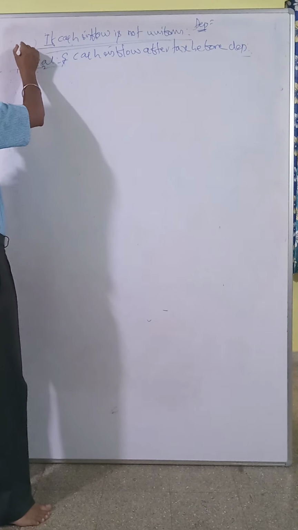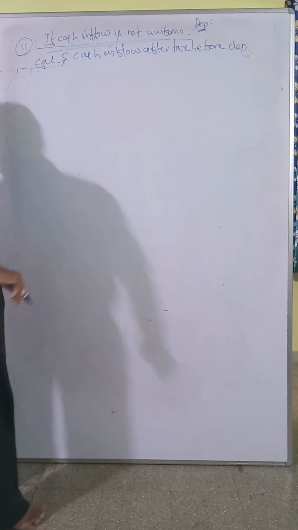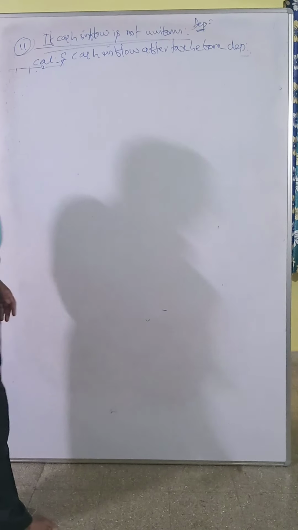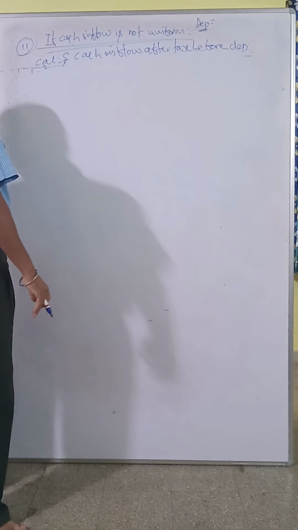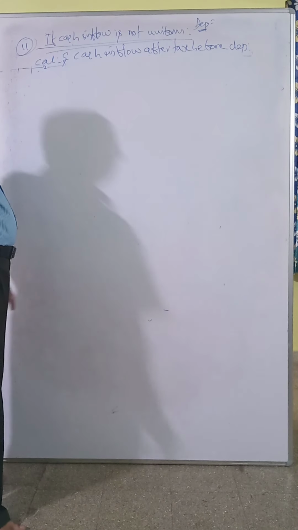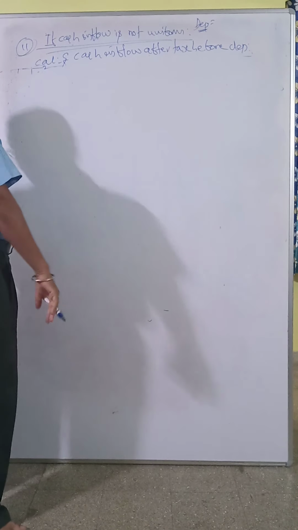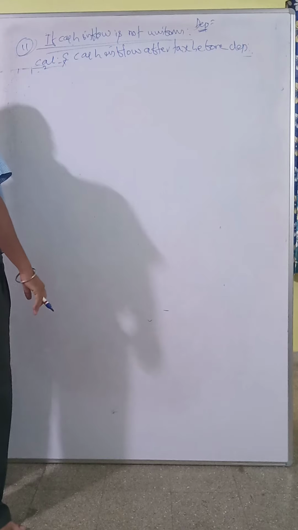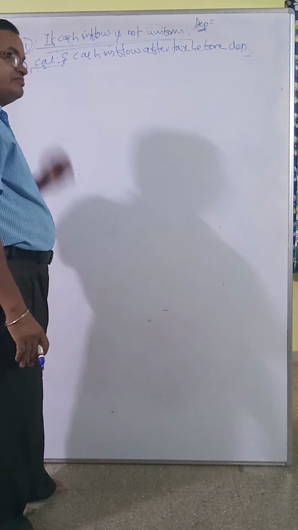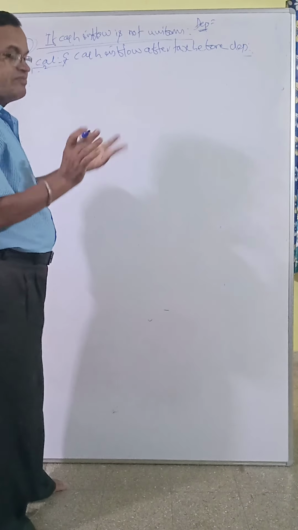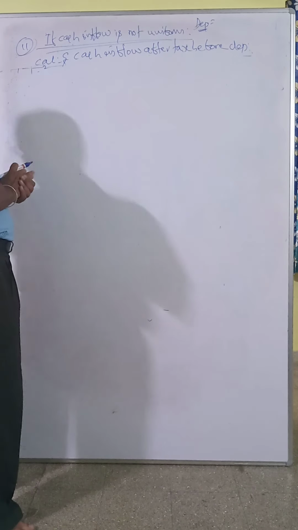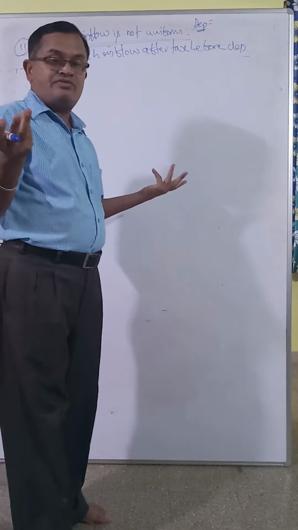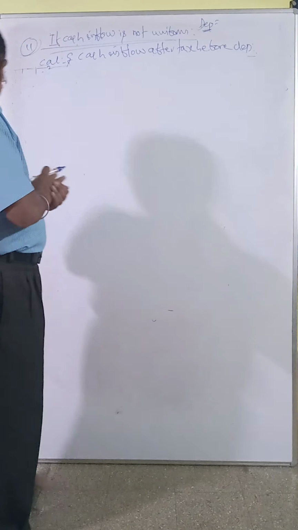Now, problem number 11. In problem number 11, what is given? A company is considering installing a new machine. The machine cost is rupees 50,000, meaning the original investment is 50,000. The estimated life of the machine is 5 years. There is no salvage value, no scrap value.